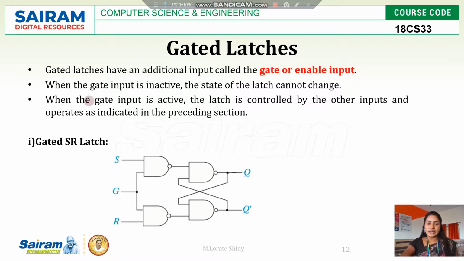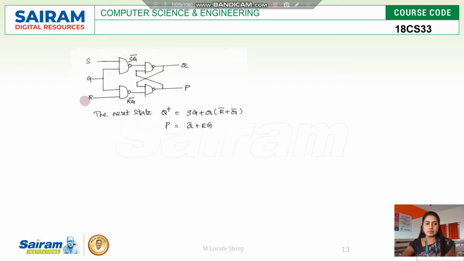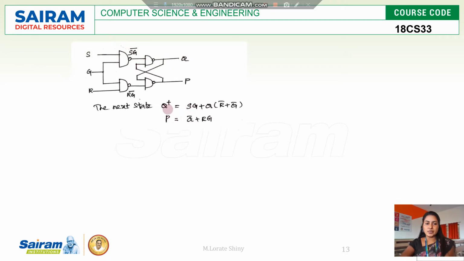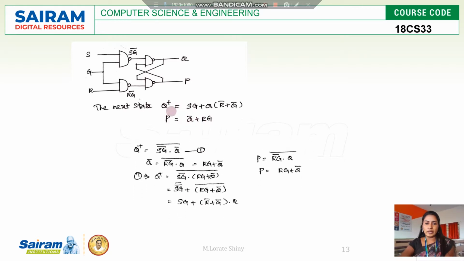This is the circuit, the gated SR latch. There are 4 NAND gates used here. You can see 3 inputs: S, R and also G. G is also an input. Then Q and Q bar. For Q and Q bar, we can write the equations. I have written how I got this: Q equals SG plus Q into R bar plus G bar, and P equals Q bar plus RG. You can refer to this. So these two are the equations.